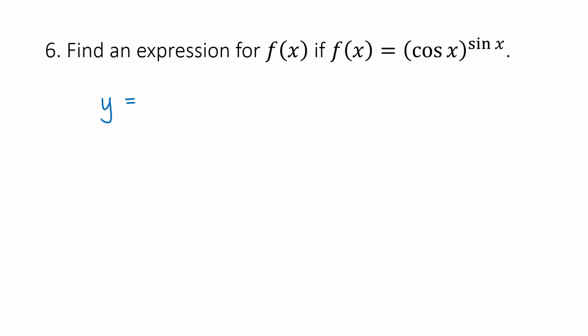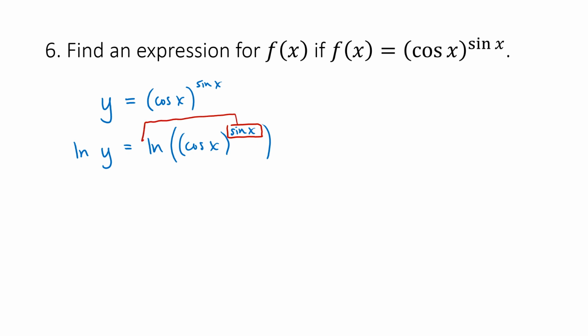So we're going to write this as y equals cosine of x raised to the sine x. And then we're going to take the natural log of both sides. So the natural log of y equals the natural log of cosine of x raised to the sine x. And the reason why we're doing that is that logs have this nice property that when you have an exponential term inside your logarithm, that power is going to come down. Now that power coming down, don't confuse that with the power rule, right? That's just a property of logarithms.